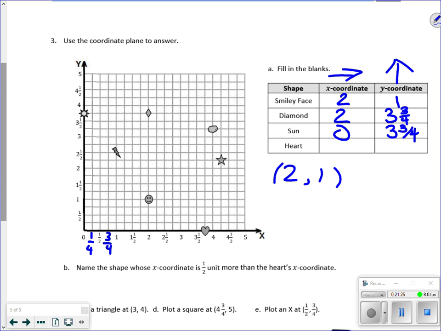The heart. Where is the heart located? What is the X? 3 and 3/4. So we've got 3, there's 3 and 1/4, 3 and 2/4, 3 and a half, and 3 and 3/4. And what is the Y? 0, because it does not go up.